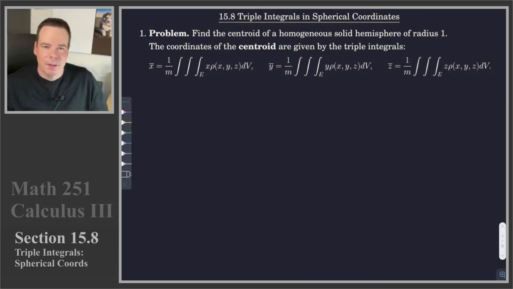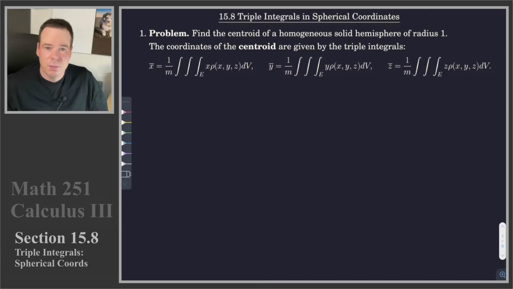Hi everyone, welcome back. In this section we're going to look at the spherical coordinate system and how to set up triple integrals in these new coordinates. First, let's look at a motivating example. We want to find the centroid of a homogeneous solid hemisphere of radius 1.